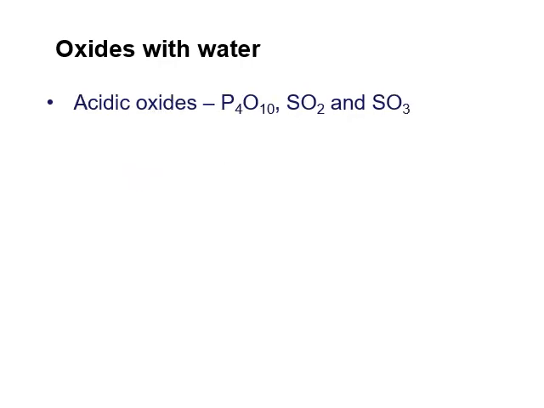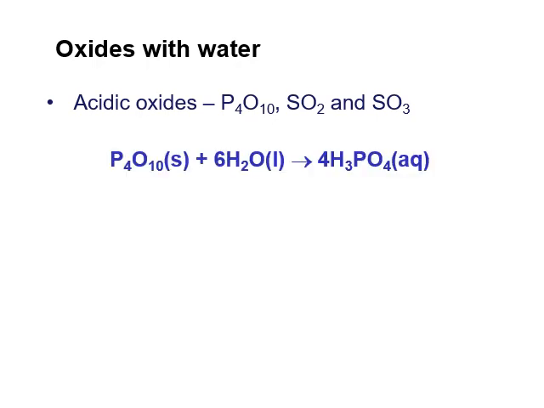Non-metal oxides then, these are acidic oxides. So your metal oxides are basic and your non-metal oxides are acidic. Let's take phosphorus pentoxide, P4O10, first. This shows the reaction, and it is very, very violent. The P4O10 reacts violently with water and makes phosphoric acid, H3PO4.